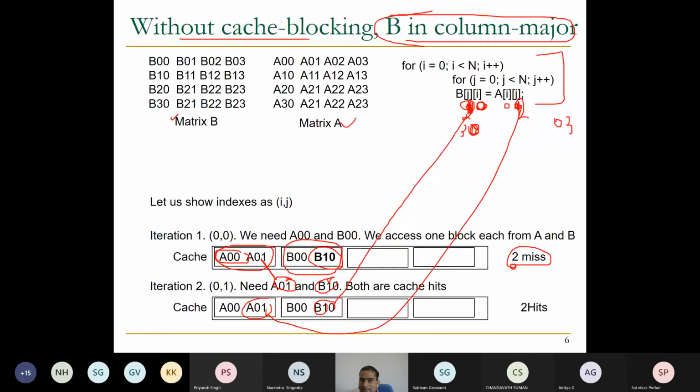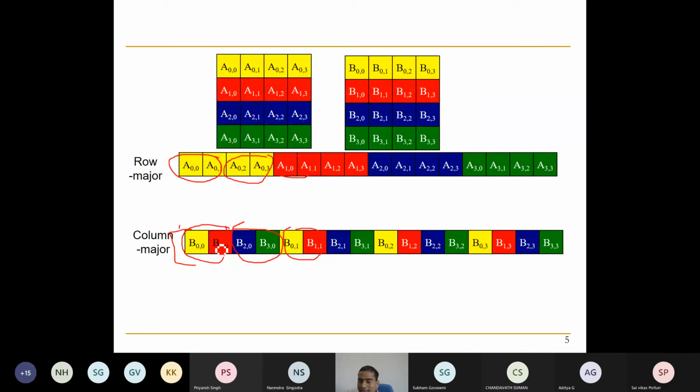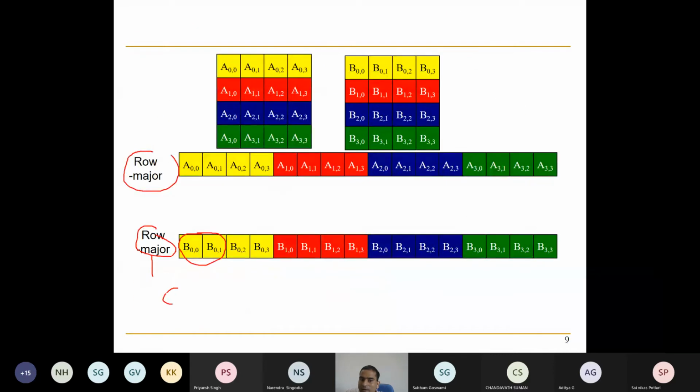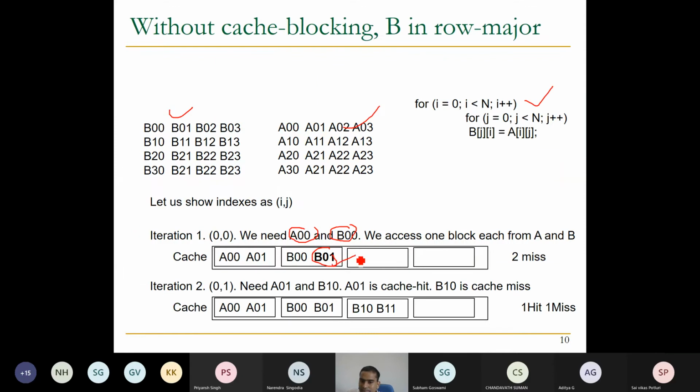Whereas in the previous case, when I fetch B00, I get B10. And now I'm getting B01. This is the main difference. When I fetch B00, now I'm getting B01 also. So that I store here. So both these accesses lead to a miss. Now my I value is still 0 and J value has become 1.